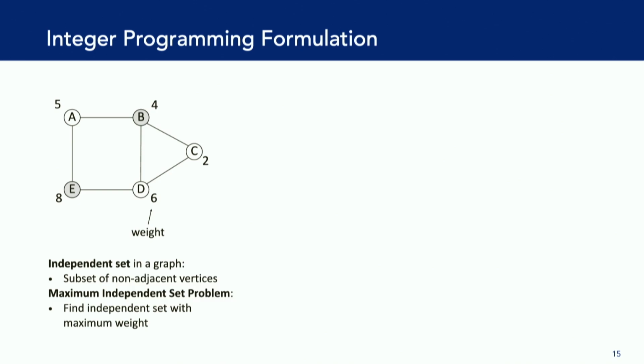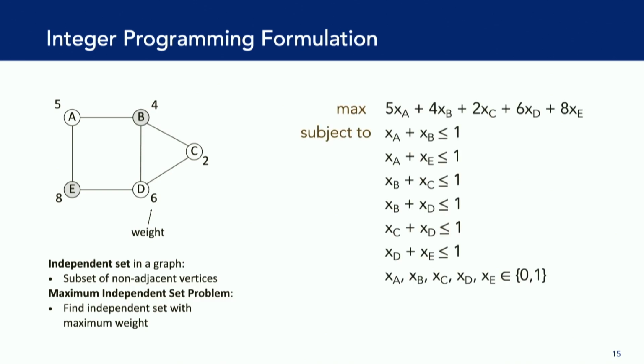Well, we have to select a subset of vertices, so it makes a lot of sense to have a binary variable, one for each vertex. So we either pick A or not, B or not, and so forth. So XA, XB will represent this. And if I pick a vertex, I will include the weight. So the objective will be 5 times the binary variable representing do I select that vertex or not, and so forth. Sounds good?